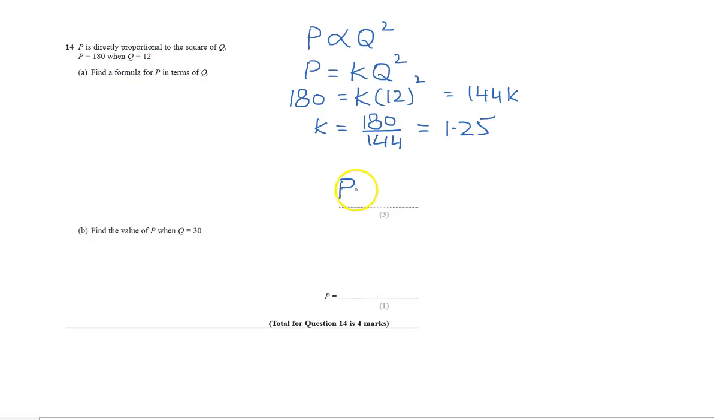Find the formula for P in terms of Q. So P will be 1.25 Q square. That is the relation between P and Q.